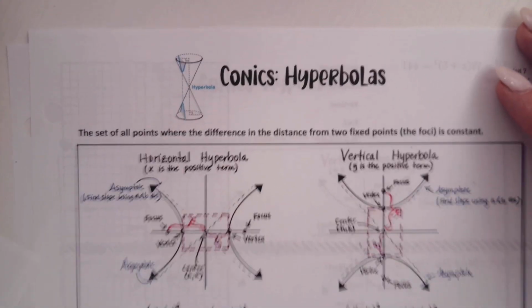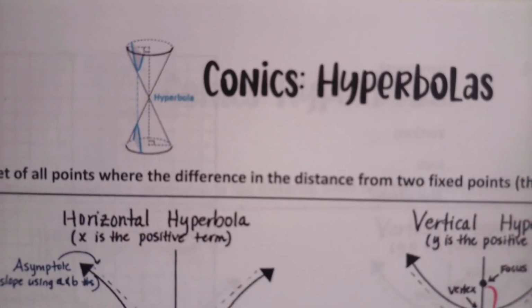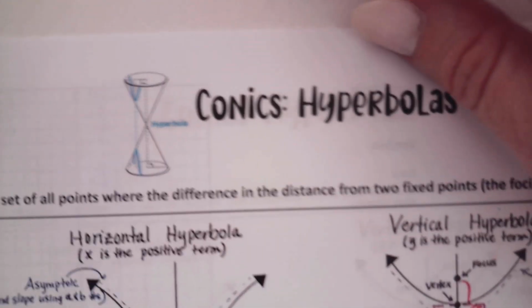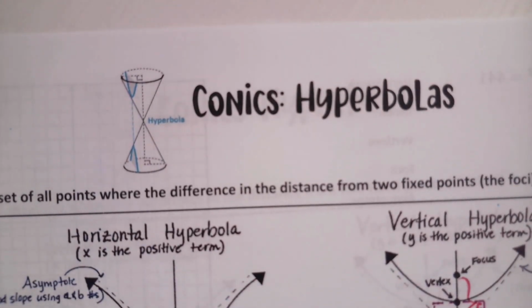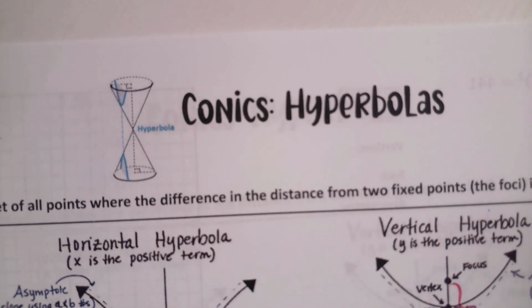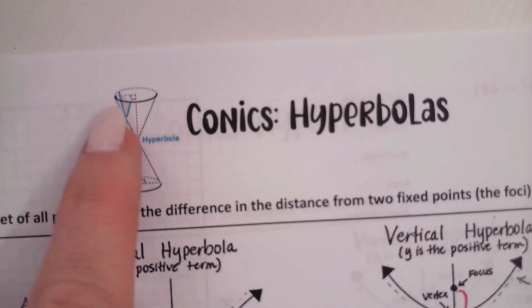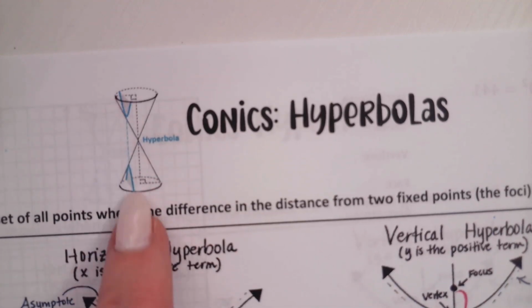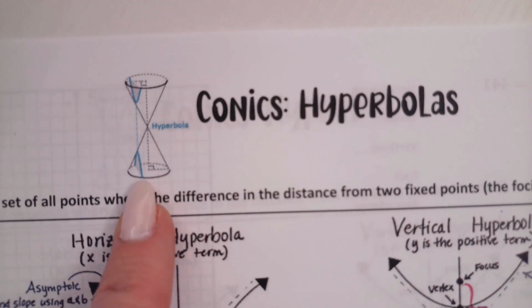Just going to zoom in on this little graphic here about how a hyperbola is created from a cone. It actually takes two cones to make a hyperbola. If you stack them point to point and then take a perpendicular slice right down the side, you get a U shape and then another U shape, and that's how you get a hyperbola.